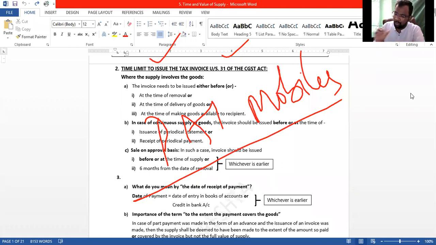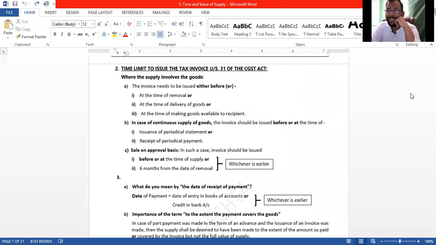So when will the invoice be issued in that case? Immediately. As soon as you make the payment, they generate the bill and give it to you, yes or no? So the invoice needs to be issued either before the removal of the goods or at the time of removal of the goods. Are you clear?